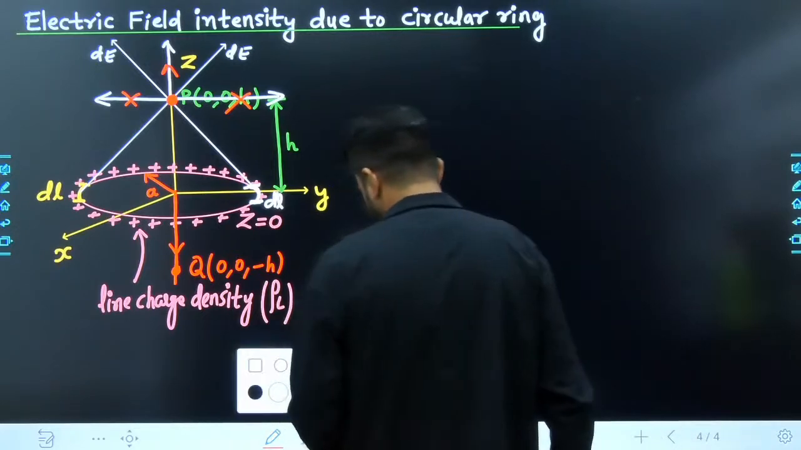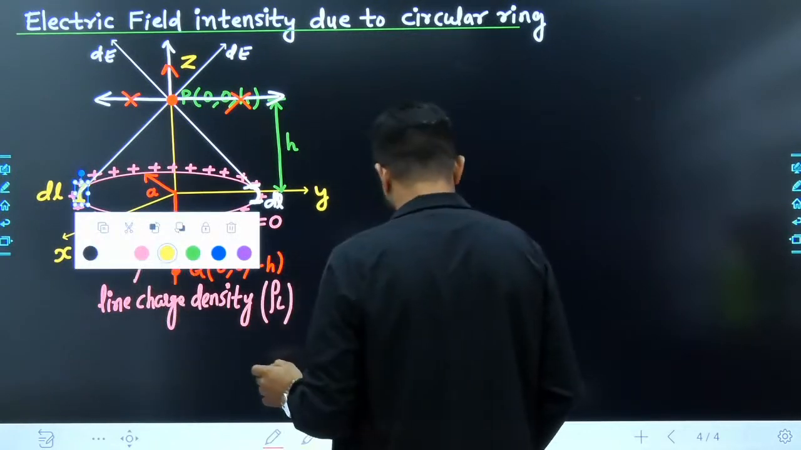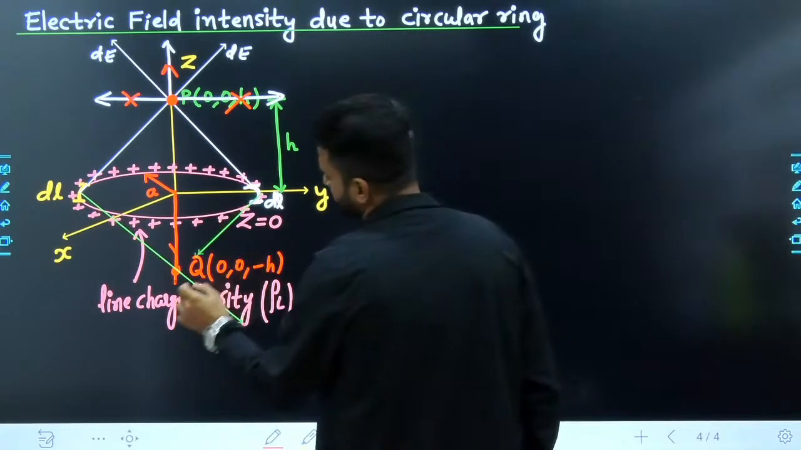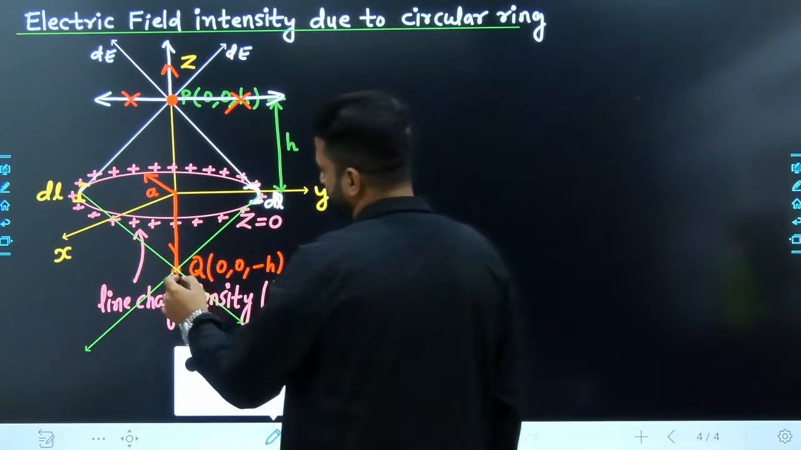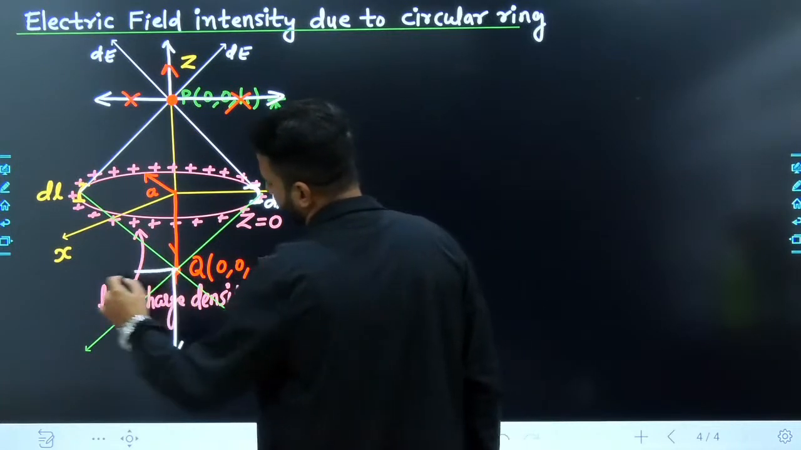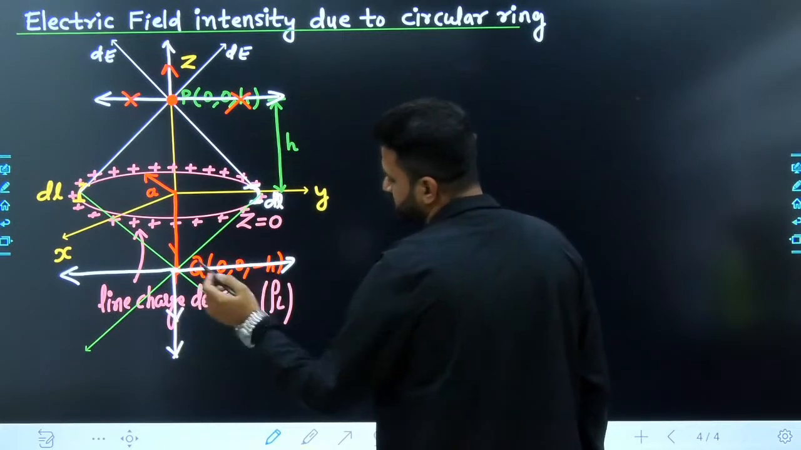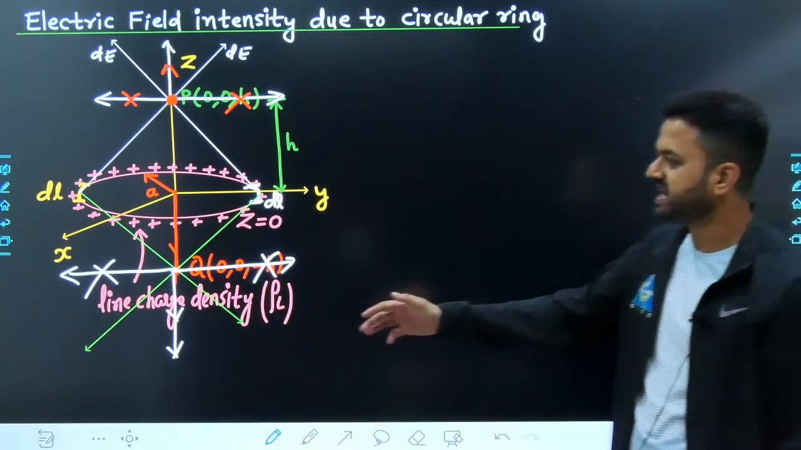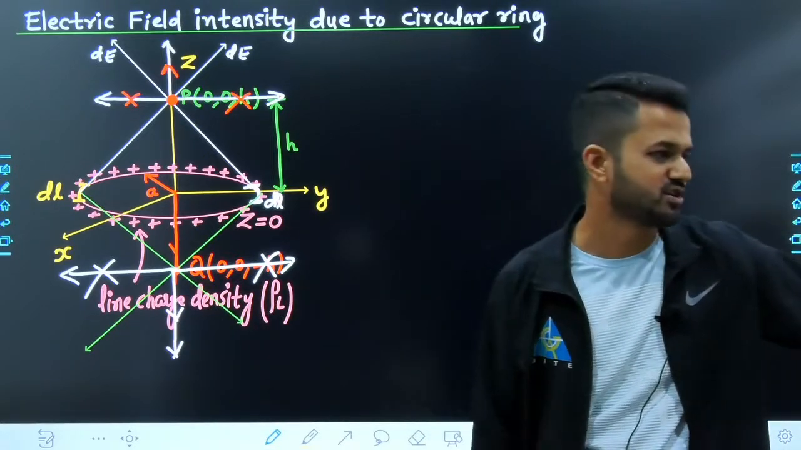If you want to calculate the electric field because of this, the direction of the electric field will be in this direction, and the other in this direction. When you resolve it, this electric field will be resolved in these two directions, and this electric field will be resolved in this direction and in this direction. Again these will cancel each other, and the whole electric field direction is the negative z direction. In this way you have to decide the direction of the electric field.